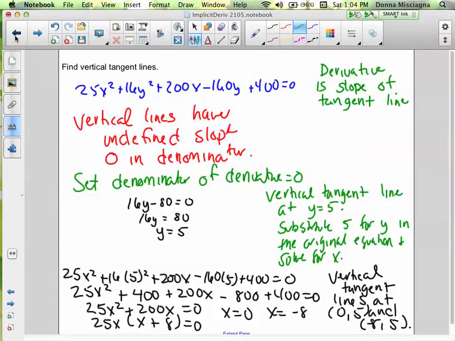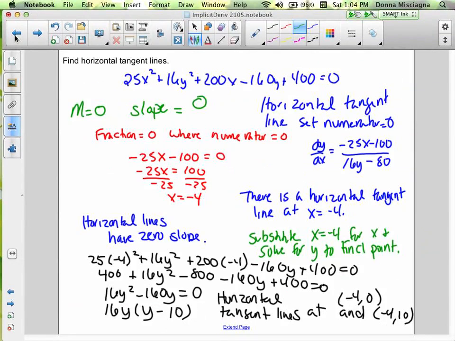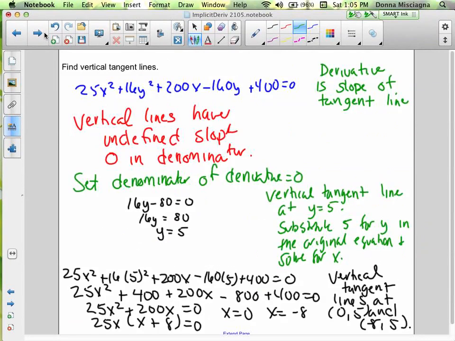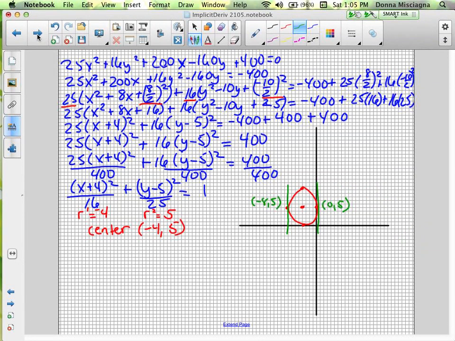And the horizontal tangent lines were at negative 4, 0 and negative 4, 10. Right? Come on, graph. There we go. Right here at negative 4, 0 and at negative 4, 10.